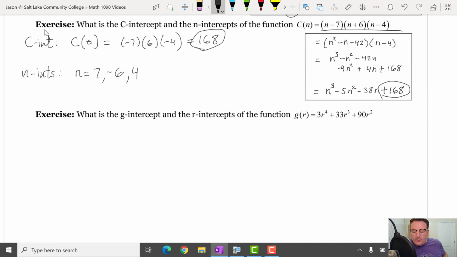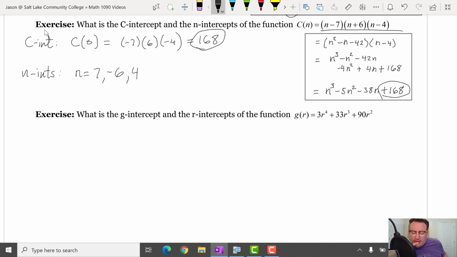Okay? So we like having our polynomials in factored form because it makes getting the n-intercepts very easy, or x-intercepts, the independent variable intercepts. Next exercise. What is the g-intercept and the r-intercepts of the function g of r equals 3r to the 4th plus 33r cubed plus 90r squared?